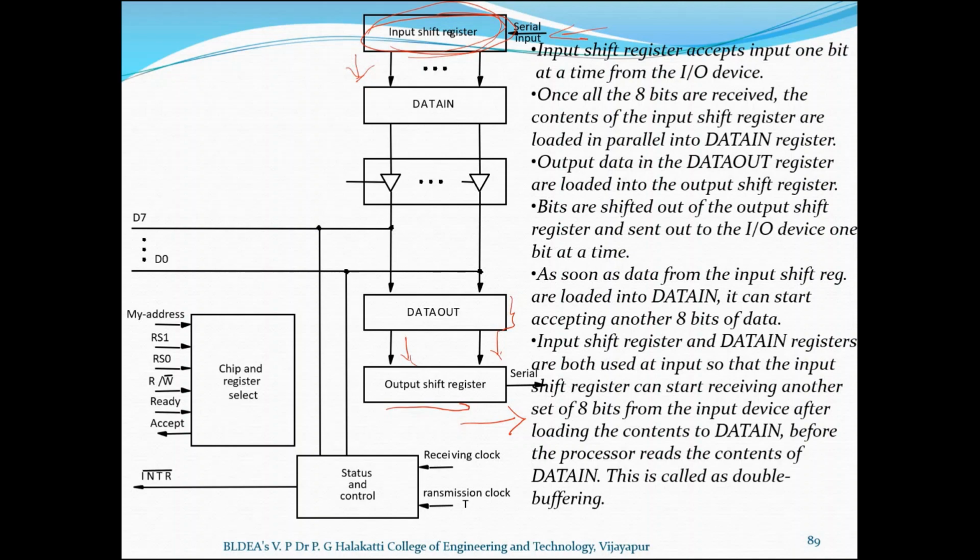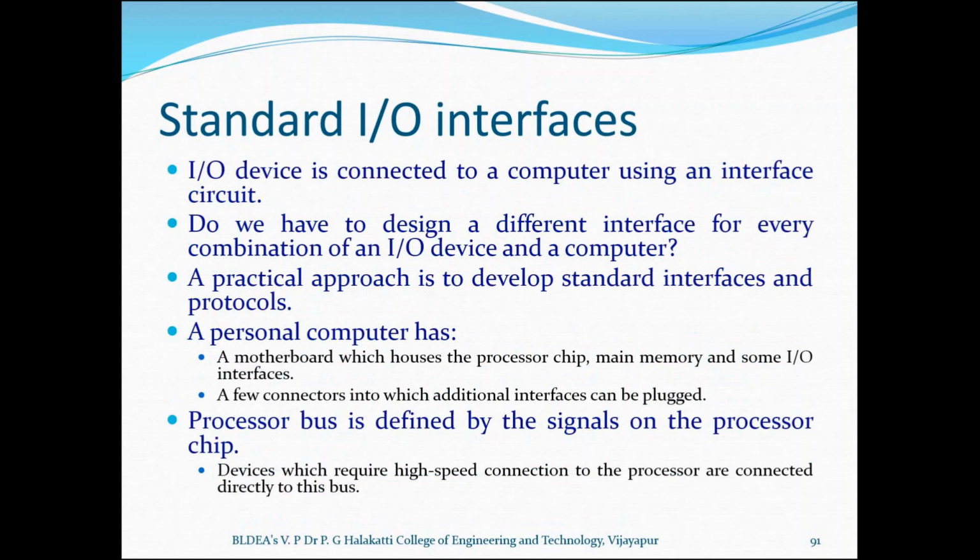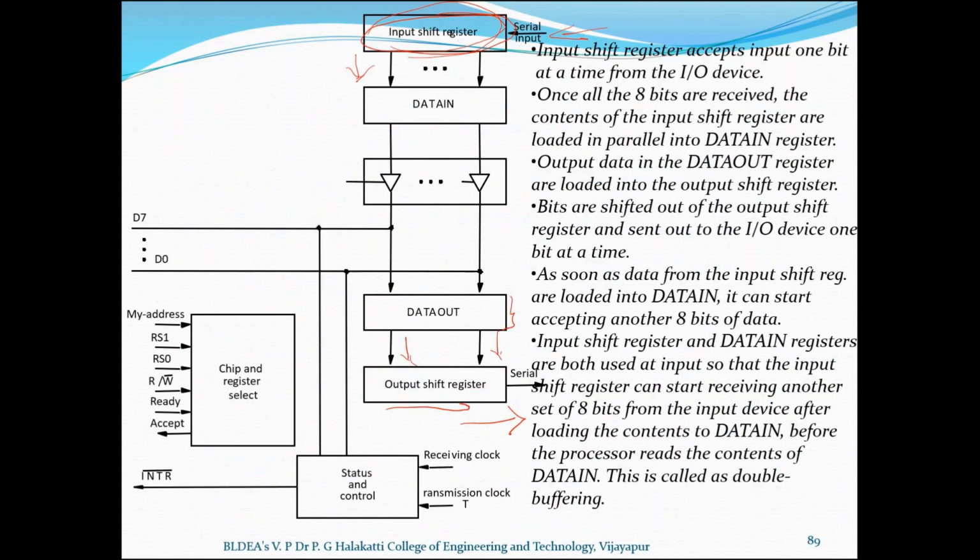Now, if data in and data out themselves are shift registers, then the input and output shift registers, that are shown here in the diagram, can be eliminated. But this will introduce delay when transferring data. After receiving one character from the serial input, the device can send the next character only after the processor reads the contents of data in. So, a delay is introduced between the reading of two consecutive characters.